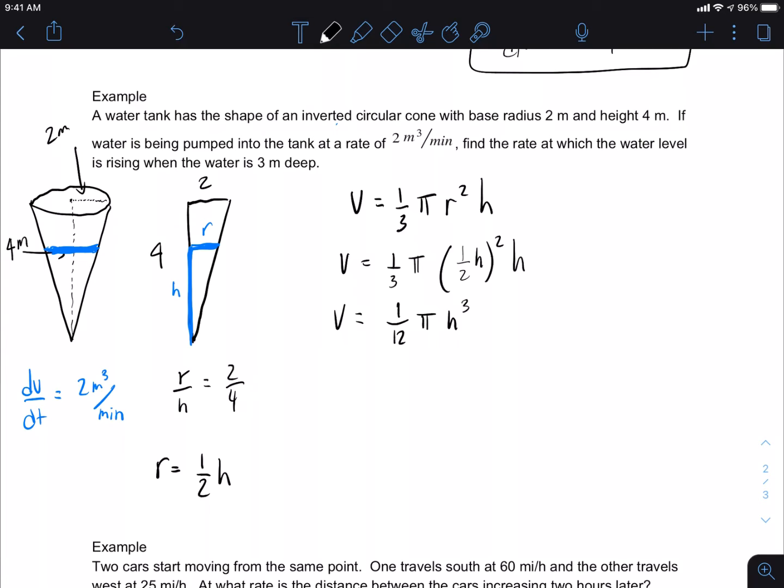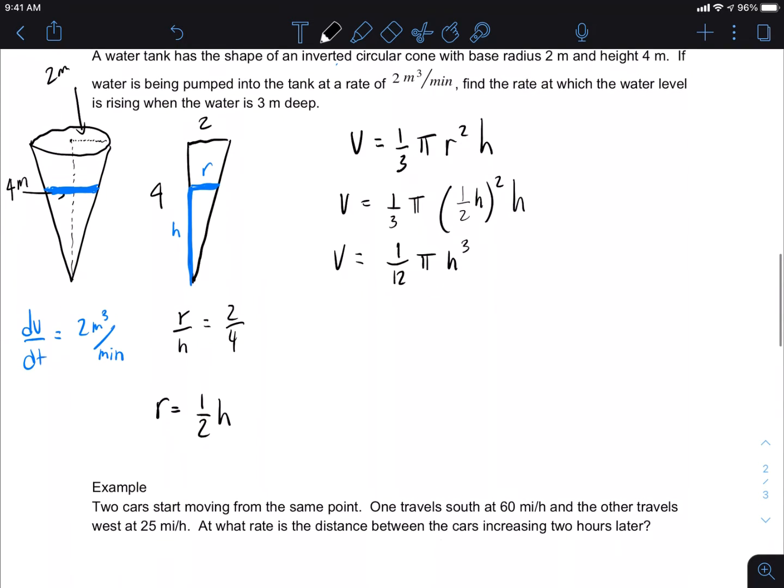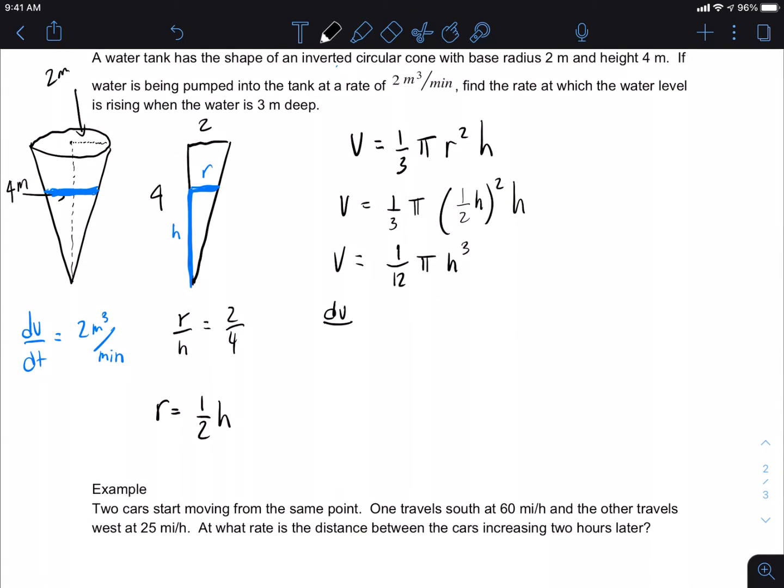And then I would have had a dr dt, and I would have been like, oh my god, what's a dr dt? I could have done it, but it makes the problem much more complicated. I can show you at the end if you'd like, but let's keep it simple. So from here, I'm going to do the implicit. I'm going to get dv dt is equal to 1/4 pi h squared dh dt.